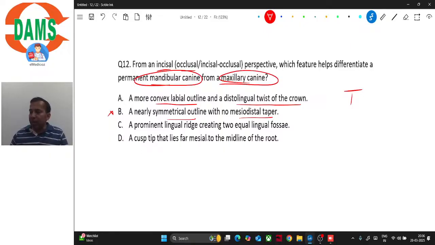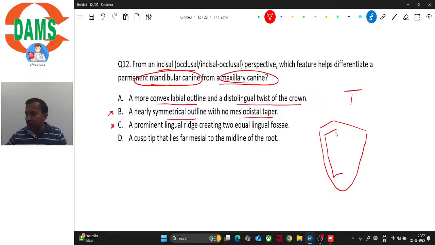A prominent lingual ridge creating two equal lingual foci. This again is incorrect, because the mesial ridge is small, and since the mesial ridge is small, the mesial fossa is also smaller as compared to the distal fossa. So these fossae are not of equal dimensions.